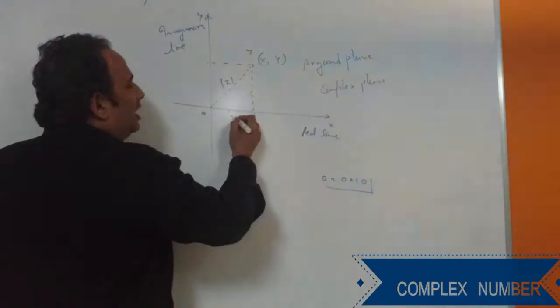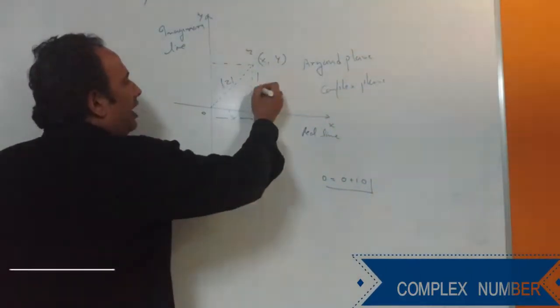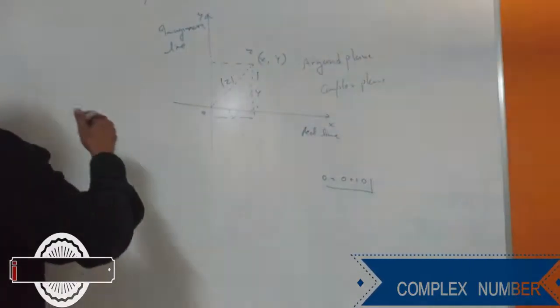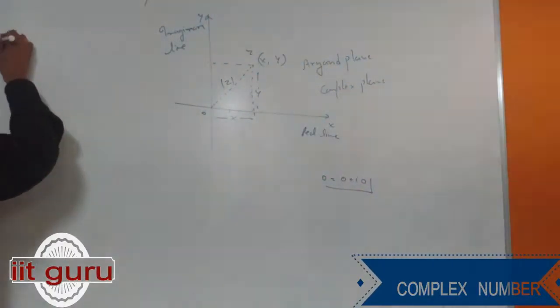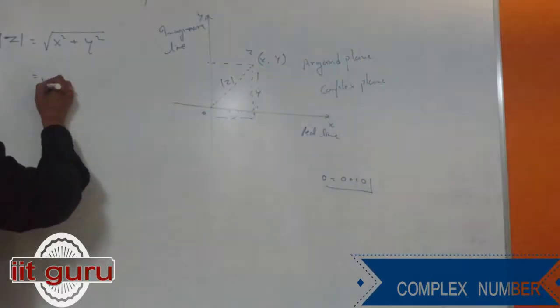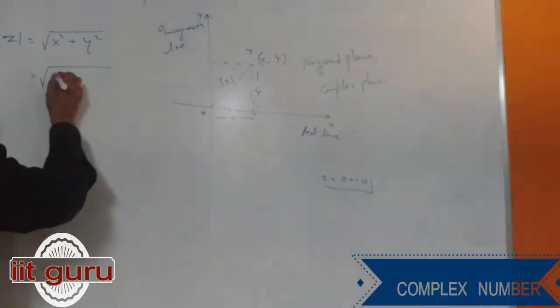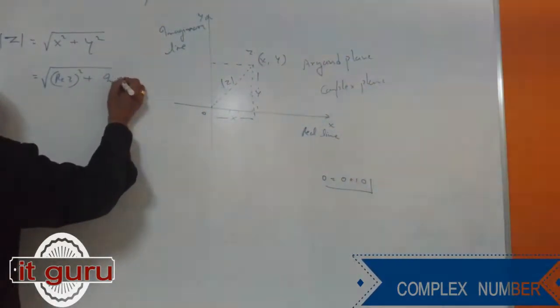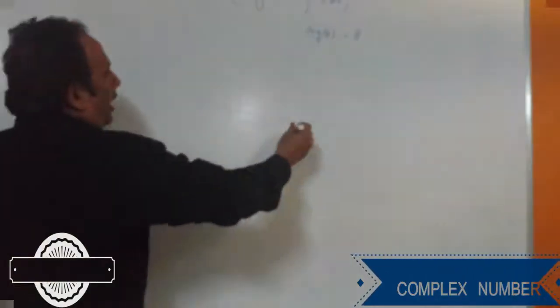mod z. If this length is x and this length is y, by using the Pythagoras theorem we find that mod z equals the square root of x square plus y square. It means the square root of the real part of z whole square plus the imaginary part of z whole square.